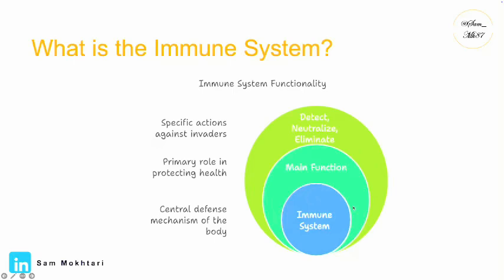All right, let's talk about the body's superhero defense system, which is the immune system. The immune system is the body's natural defense mechanism designed to identify, neutralize, and also eliminate harmful pathogens like bacteria, viruses, and toxins. Let's imagine two people. Person A has a strong immune system, so whenever he catches a cold, he or she has mild symptoms and quick recovery, while person B with a weak immune system may have severe symptoms and a longer illness.